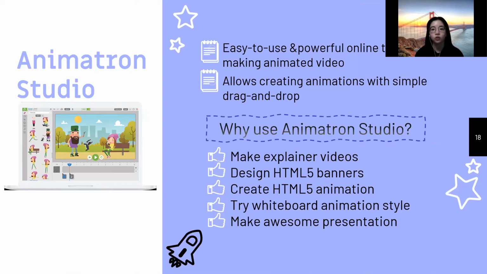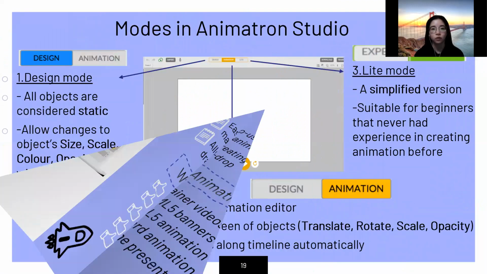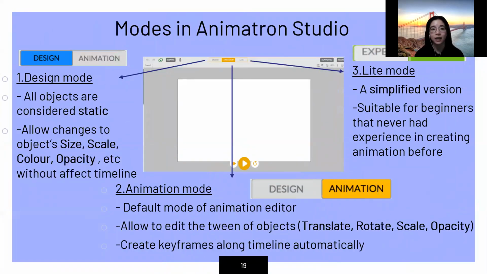So why do we choose to use Animatron Studio? This is because Animatron Studio allows us to make awesome presentations, create banners, design animation, and the most important is to make explainer videos. There are a total of 3 modes under Animatron Studio, which are design, animation, and light mode. The first one is design mode.